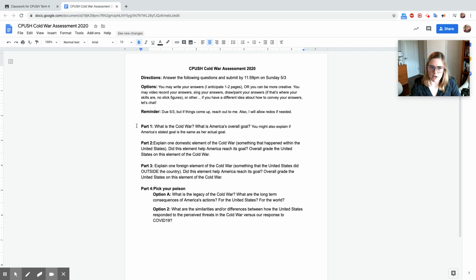All right, so the first part, what is the Cold War? What's America's overall goal? You might also think about, is there a difference between what America's stated goal is versus her actual goal? So you might say, America says it's fighting communism, but in reality, it's doing something else, or it's trying to do something else.